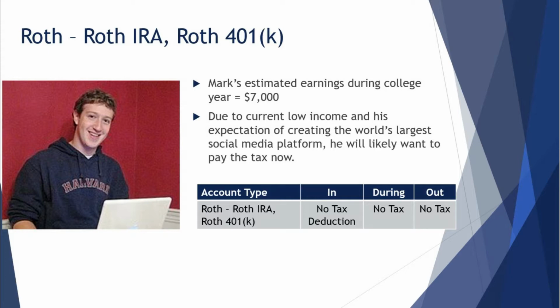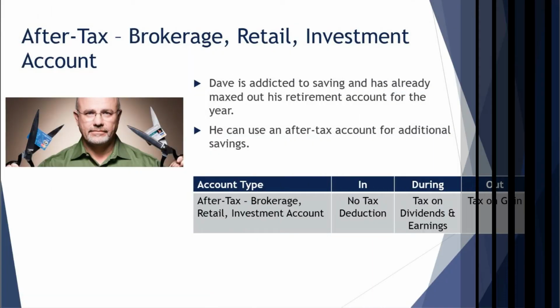So in this case, we're looking at Mark Zuckerberg, the founder of Facebook. If Mark made $7,000 while he was in college, it would have been smart for him to put that into a Roth IRA because his income now is substantially higher than what it was while he was in college. So he pays the tax when he was a poor college kid and then never again.